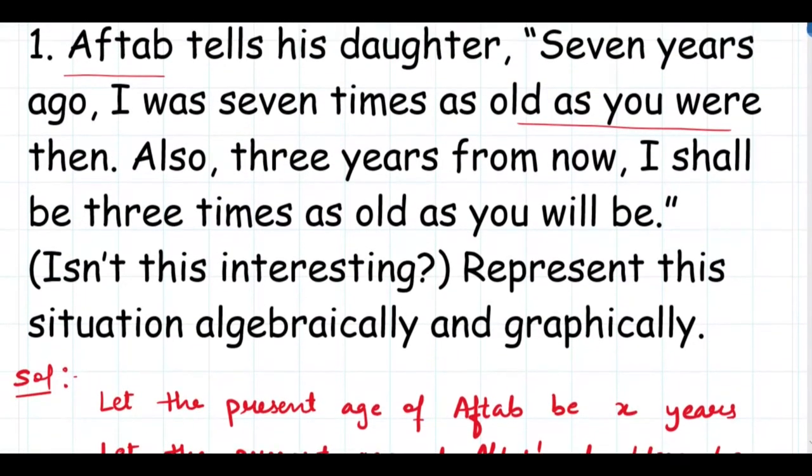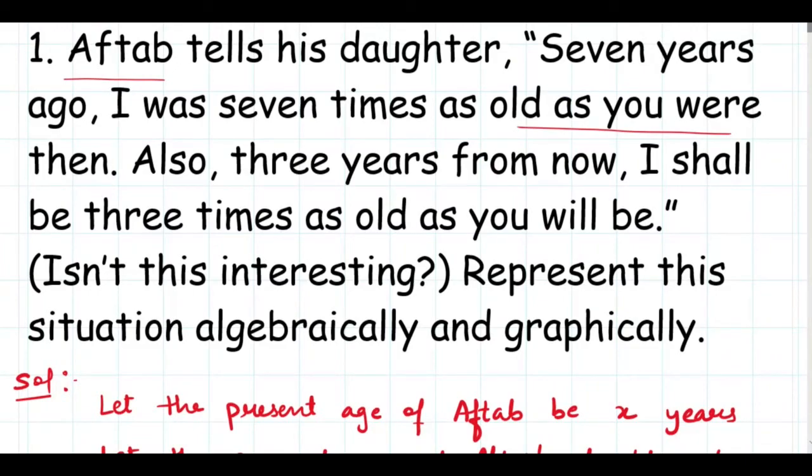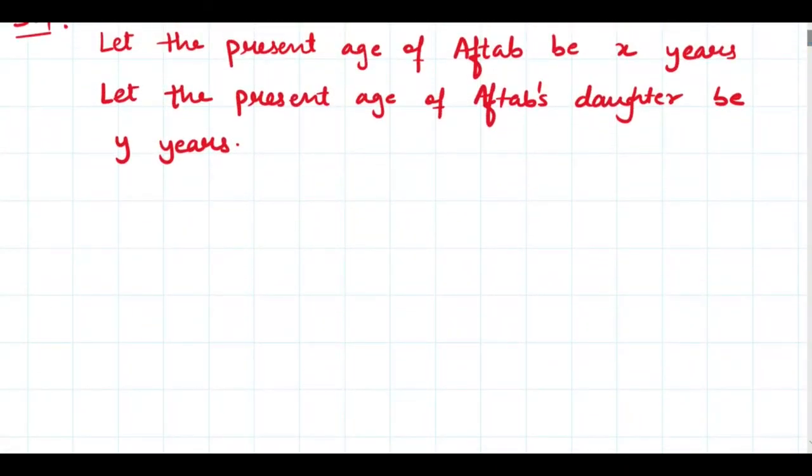Now Aftab says that 7 years ago his age was 7 times as old as his daughter. That is, 7 years ago the age of Aftab will be x minus 7 years and that of Aftab's daughter is y minus 7 years. And Aftab says that 7 years ago his age is equal to 7 times that of his daughter. So we got our first equation.